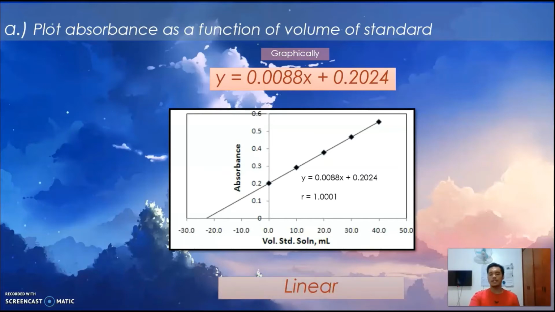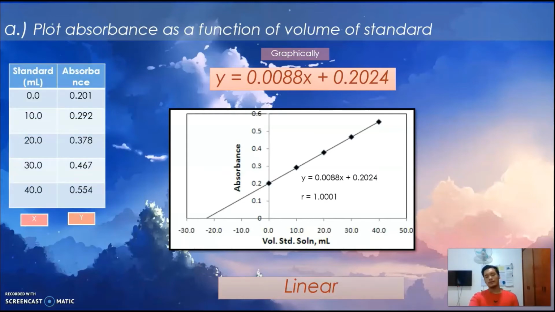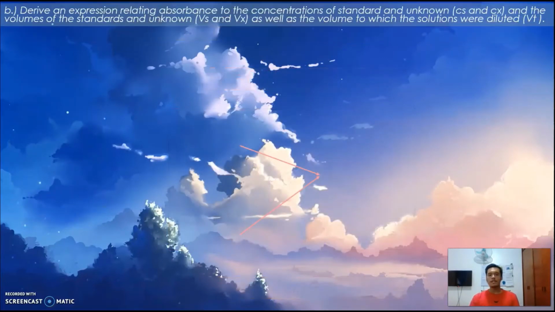And it, of course, proven linear, graphically and numerically. So, a table of data for convenience's sake. Letter B: Derive an expression relating absorbance to the concentrations of standard and unknown, CS and CX, and the volumes of the standards and unknown, VS and VX, as well as the volume to which the solutions were diluted, or VT.